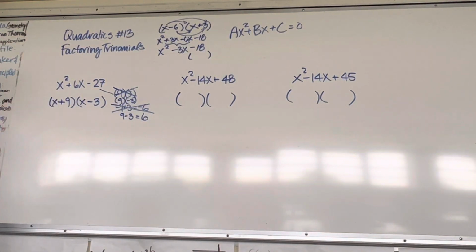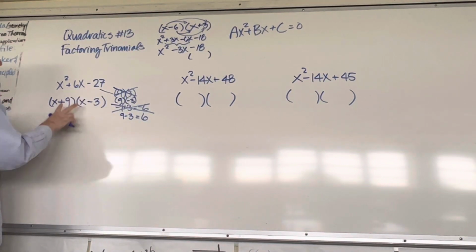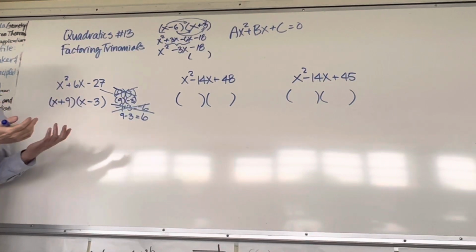And you can reverse it, just like in all your equations, you can check it by going backwards. X times x is x squared. Last, negative 3 times positive 9 is a negative 27. A positive 9x minus 3x is a positive 6x when I combine like terms.